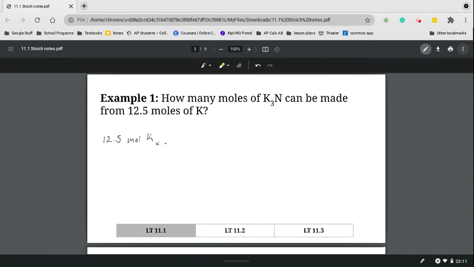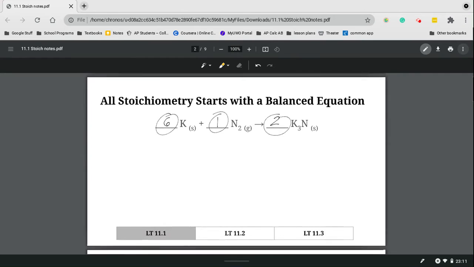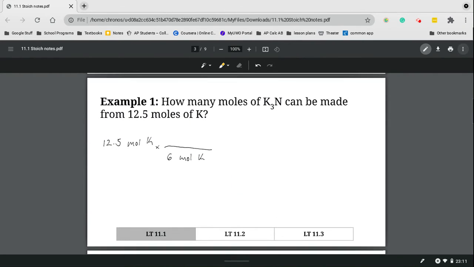And now we do that dimensional analysis thing. So you match up the 6 moles of K from that equation that we had before to the K3N, which had that coefficient of 2. So that's 2 moles K3N. So that multiplied out is just 4.17 moles K3N. And just a reminder that we have 3 sig figs here because 1, 2, 3 right there.